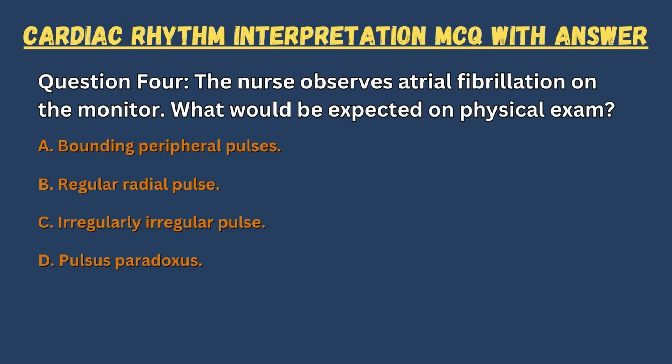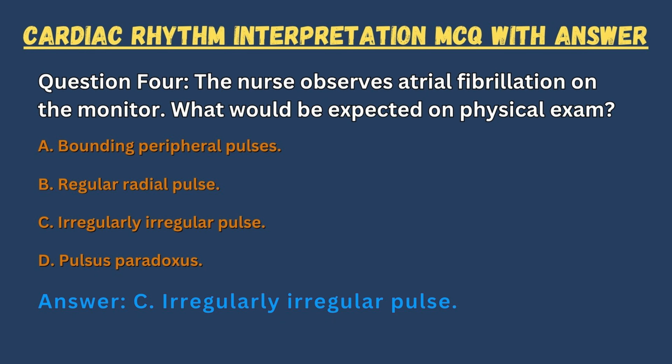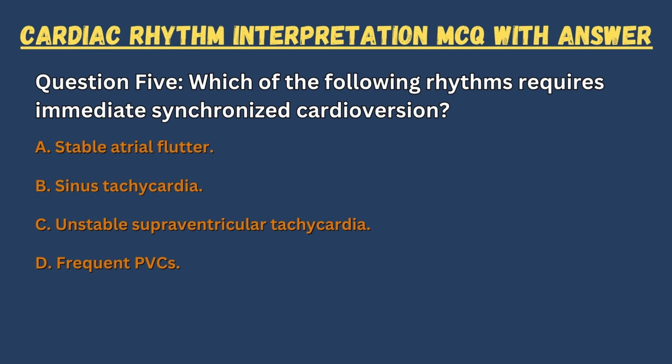Question 4. The nurse observes atrial fibrillation on the monitor. What would be expected on physical exam? A. Bounding peripheral pulses. B. Regular radial pulse. C. Irregular pulse. D. Pulsus paradoxus. Answer: C. Irregular pulse.